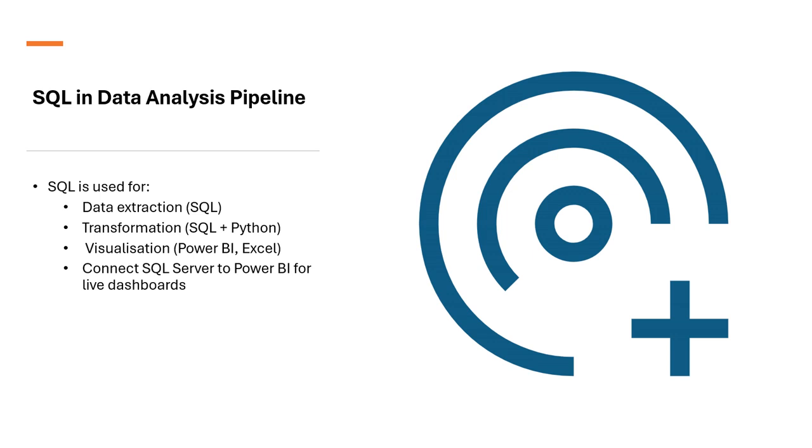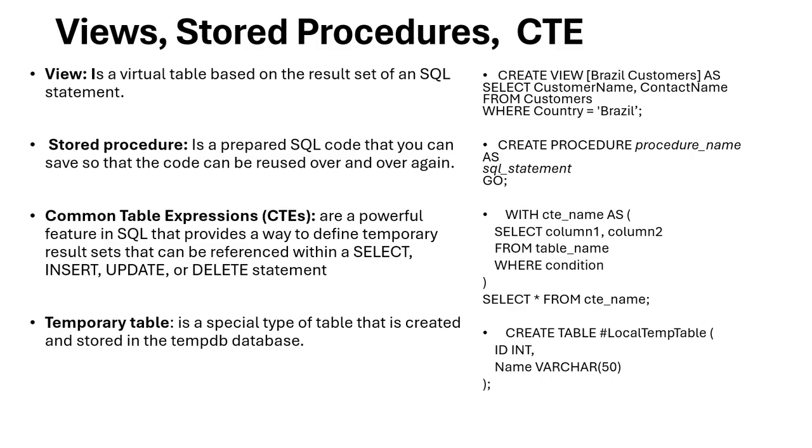Then SQL in the data analysis pipeline. SQL is used for data extraction and transformation. We can use SQL plus Python, visualization tools like Power BI, Excel, Tableau. We can use it to connect SQL Server to Power BI for live visuals as well. For those who have done Power BI, you can see that you can connect and filter your data using SQL. Then we have other important items: views, stored procedures, and common table expressions.